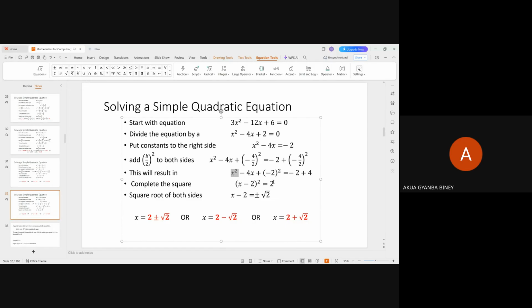So (x minus 2) all squared is equal to, after simplifying the right hand side, 2. Making x the subject, we get plus or minus square root of 2, so we end up getting x is equal to 2 plus or minus square root of 2.